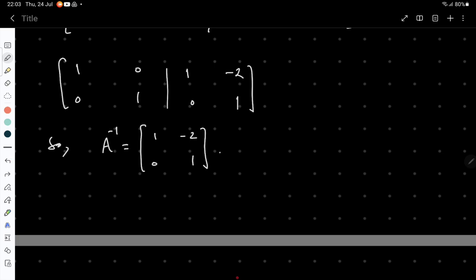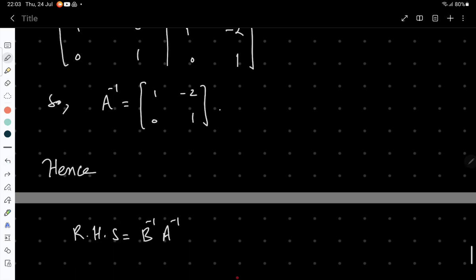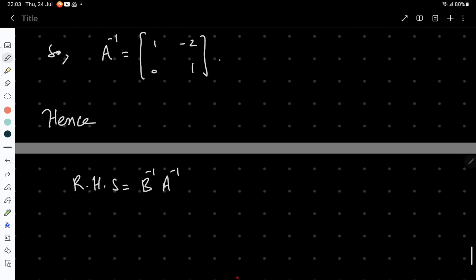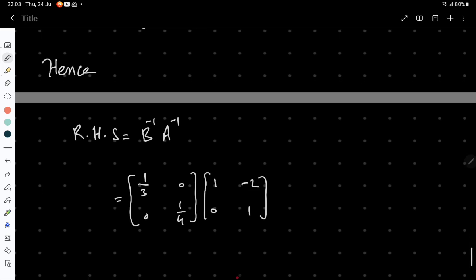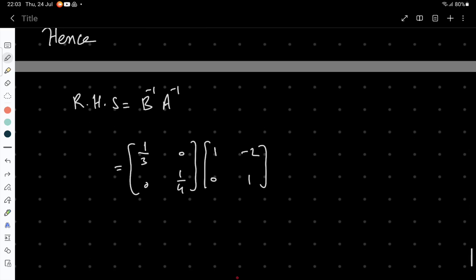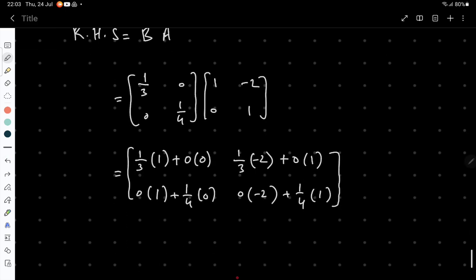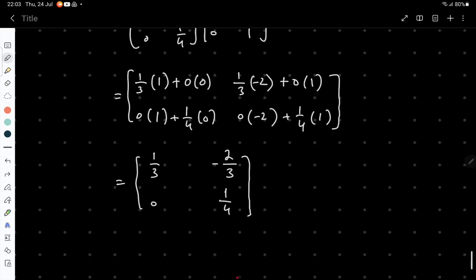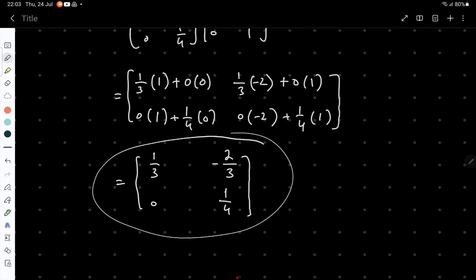Now I can compute the right hand side of the theorem. Hence the right hand side is B inverse A inverse. If I put the values of B inverse and A inverse, which I have computed, and then if I multiply, and after simplification I will get the answer for the right hand side. And if you see, this is the right hand side.